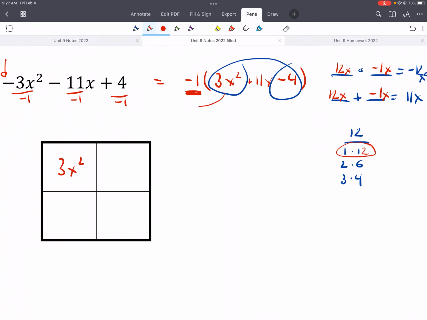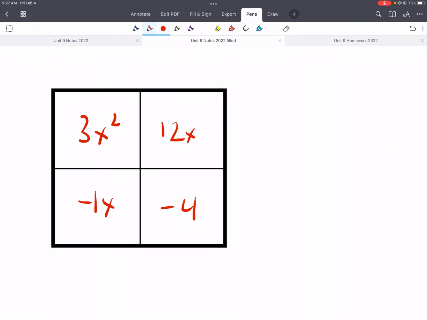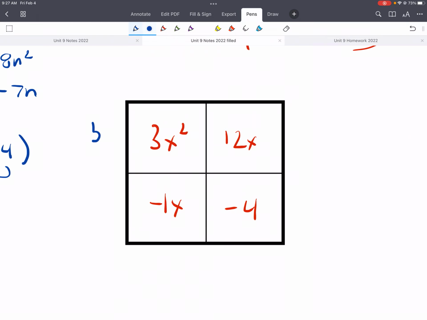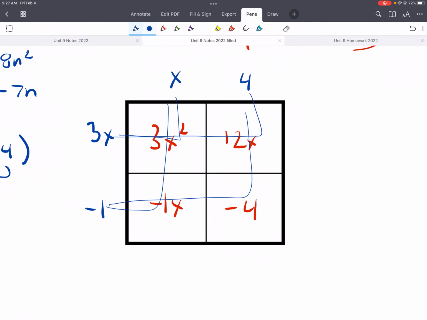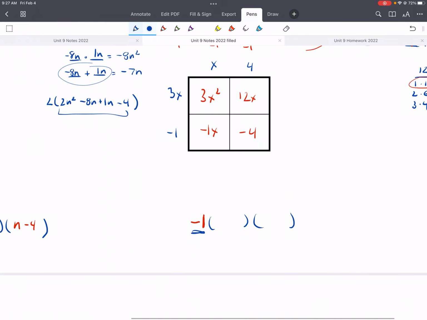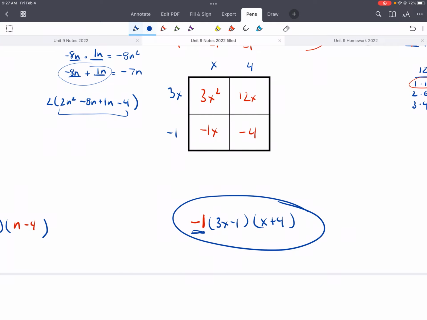So again, we'll fill in all of our boxes. So this would be 3x squared. This would be the negative 4. And then the 11x, again, is 12x minus 1x. So greatest common factor, 3x and negative 1. Here would be x and 4. Okay, we can always check. Does that multiply correctly? Yes. So it looks like it all works out good. So again, those would be what goes in those parentheses: 3x minus 1 and x plus 4.